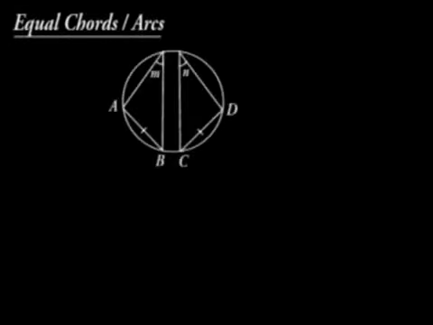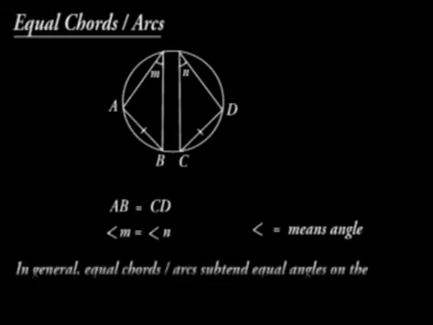Equal chords or arcs. Consider the figure below. AB is equal to CD. Angle M is equal to angle N. In general, equal chords or arcs subtend equal angles on the circumference of the circle.